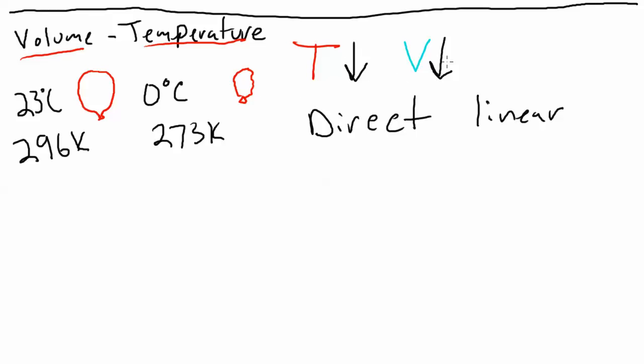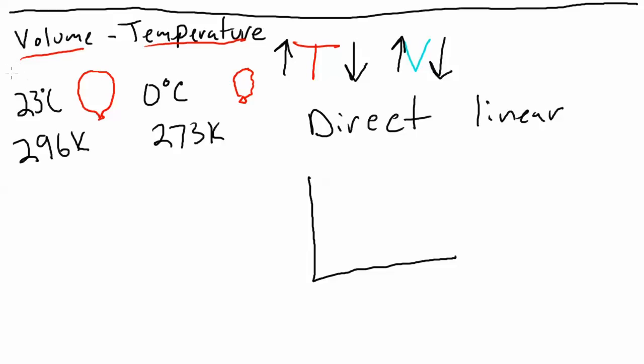If the temperature is low, the volume is low. And the opposite is if the temperature is high, then the volume is high. So it's a direct relationship. If the temperature is low, the volume is low. If the temperature is high, the volume is high. And if we were to graph that, which I'm going to do right here, let's make a little line graph of this direct linear relationship.